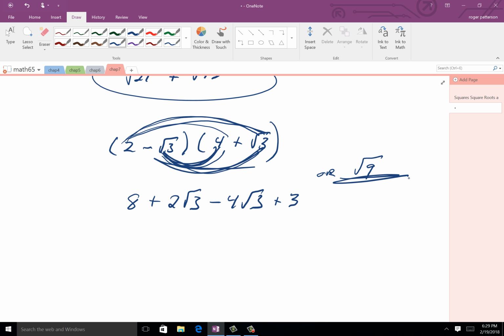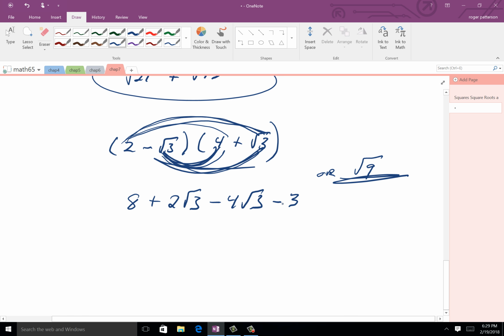So how you want to think about it, I've told you all along, you have to find your way that you understand it. If you take the square root of 3 times the square root of 3, that's the square root of 9. Square root of 9 becomes 3. Yeah, negative 3, sorry. Negative 3, okay?